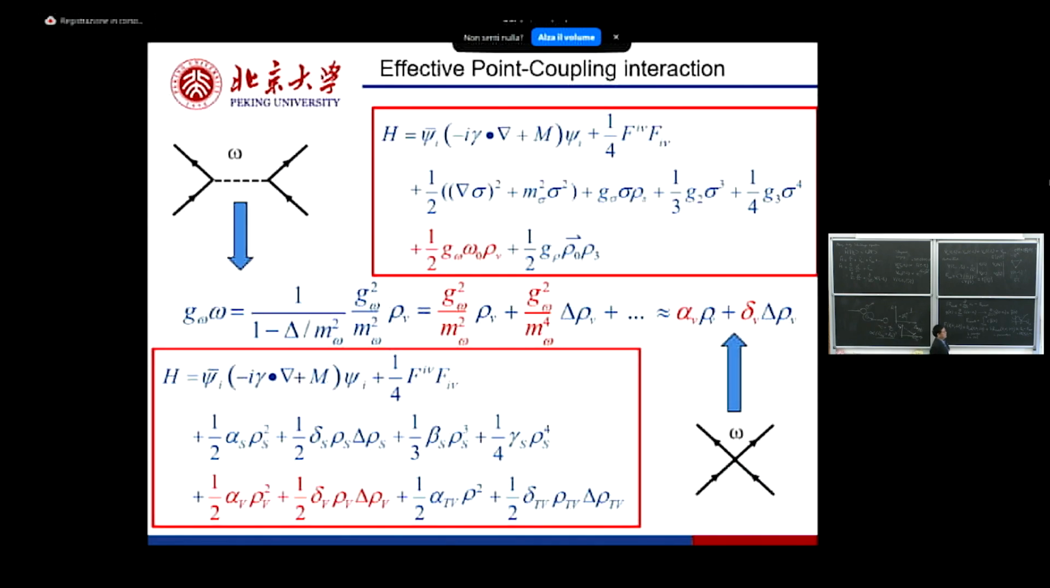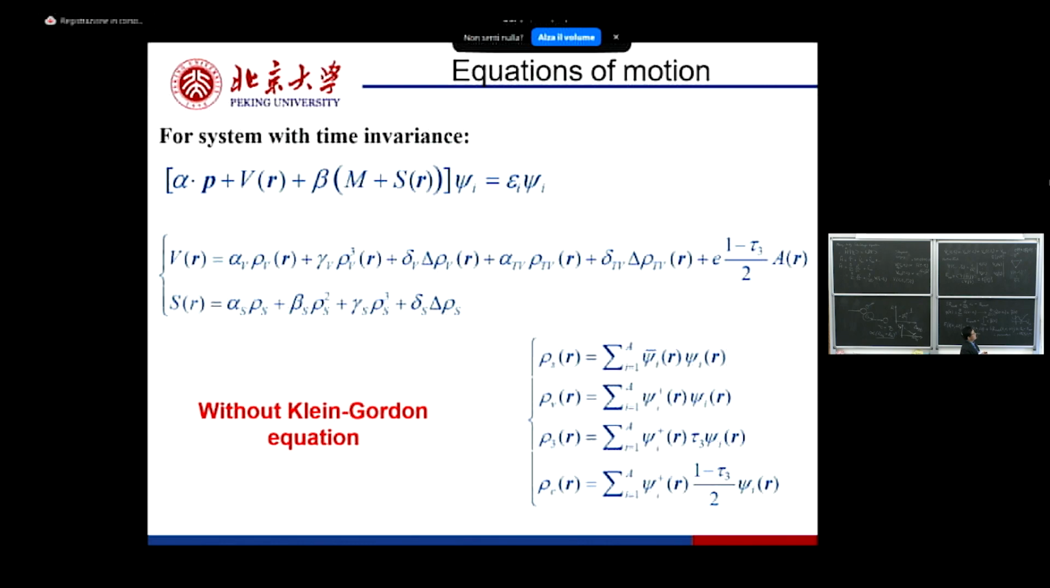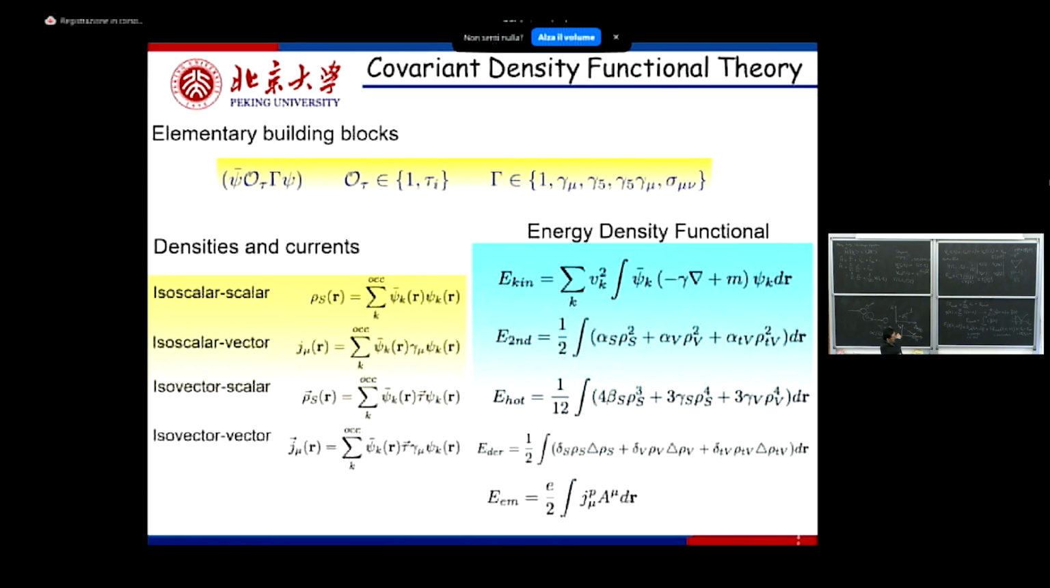And okay, so from this on, you see what we have to solve is the Dirac equations. And then in this Dirac equation, you will see this vector potential and scalar potential are represented by all kinds of densities, right? So in such a way, this is how the relativistic density functional theory works. And then we can also build this approach in different ways.